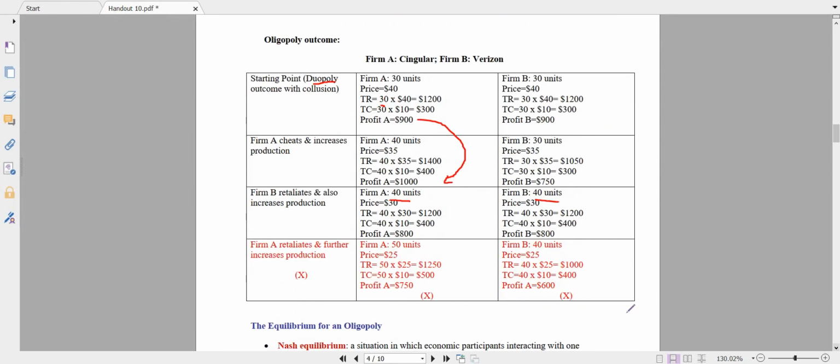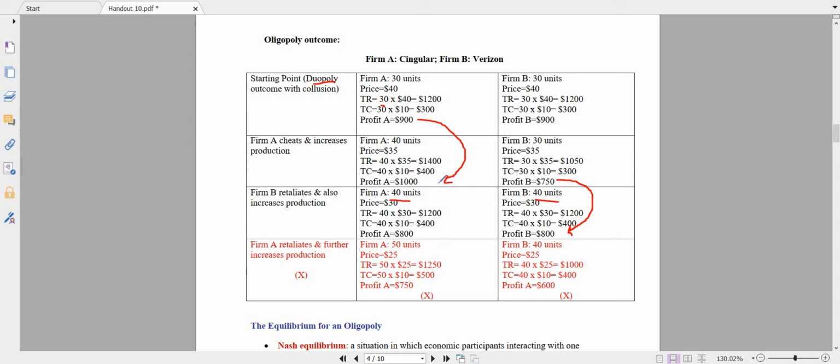So coming back to the table, you can see that firm B's profit increases to $800. So firm B, previously it was earning $750. Of course it's not going to take $750 and be satisfied with this level of profit. It might as well increase its production and get compensated in the form of an increase in its profit to $800. But by doing so, firm B has actually decreased the profits of firm A to $800 as well.